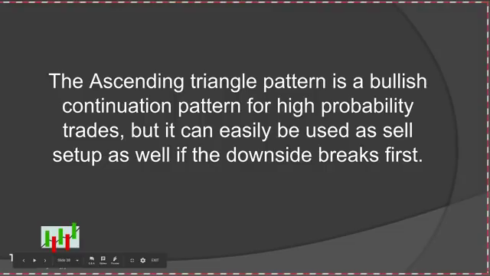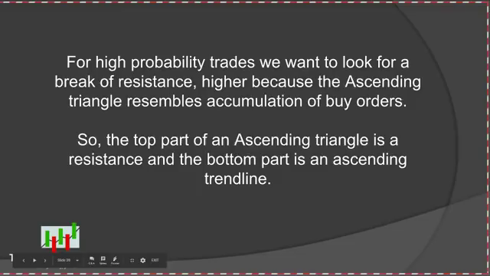An ascending triangle is a bullish continuation pattern for high probability trades, but it can be easily used as a sell setup as well if the downside breaks first. For high probability trades, we want to look for a break of resistance higher because the ascending triangle resembles accumulation of buy orders. So the top part of an ascending triangle is a resistance, and the bottom part is an ascending line. Okay, so the top is the flat and the bottom is the ascending line.